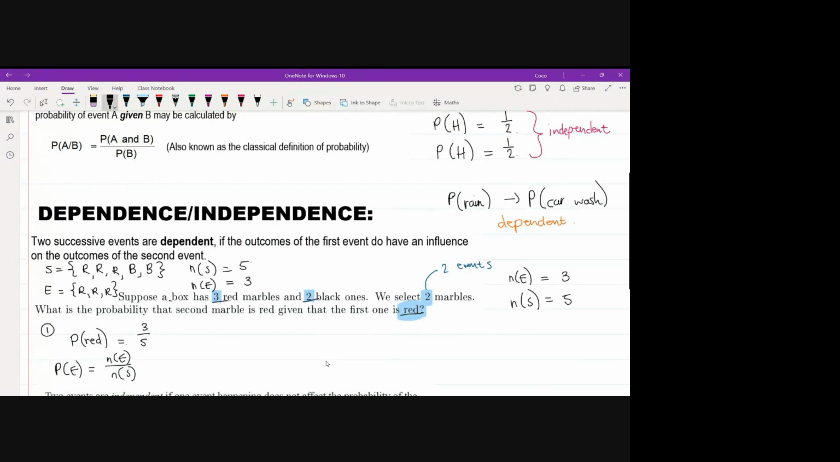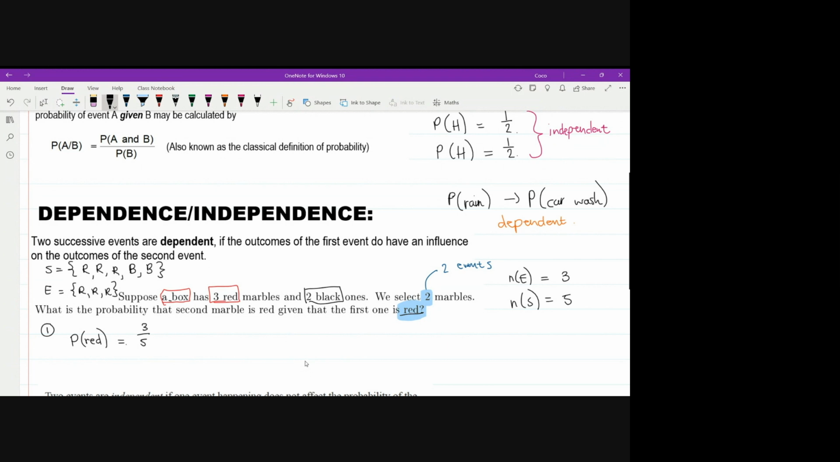Okay, Buikanyo's a little lost. Okay, let's try and explain again. Let's read the first part. The first part says, I have a box, right? And inside this box, I've got 3 red marbles and I've got 2 black marbles. How many marbles do I have in my box altogether? I have 5 marbles, right?